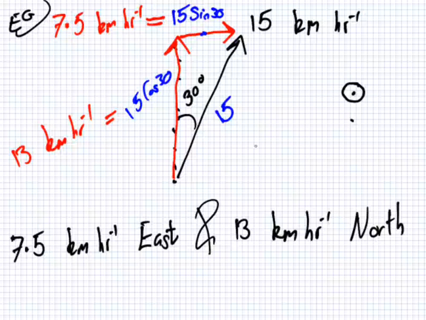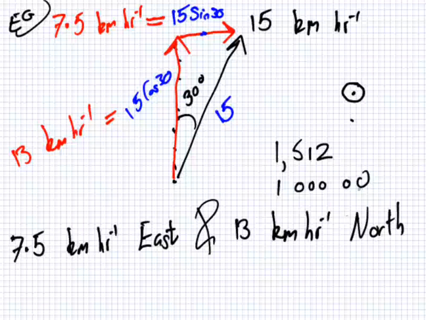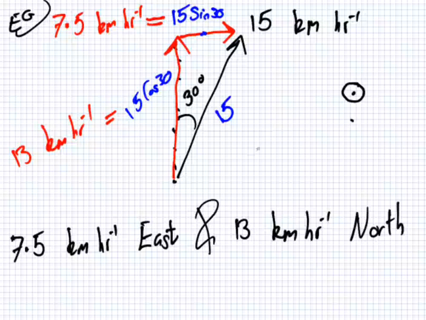Okay, so the ship is going like this. I'll draw it for you. Here is 30 degrees, and the magnitude is 15 kilometers per hour. We would like the horizontal, the easterly, and the northerly. Or if you want, you can draw your vectors this way if you like, northerly and easterly. Both are the same.